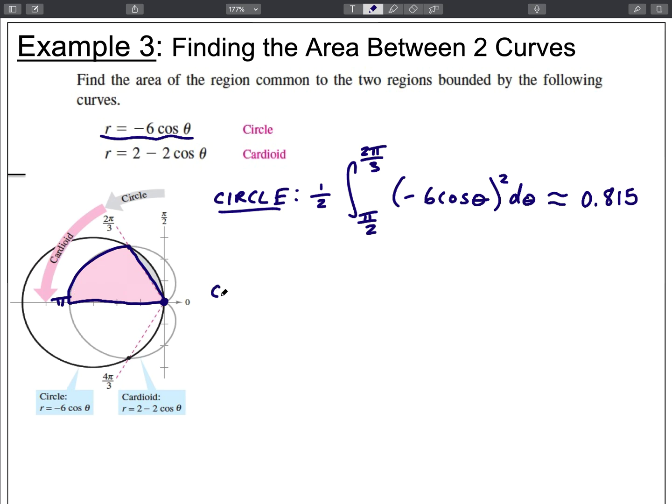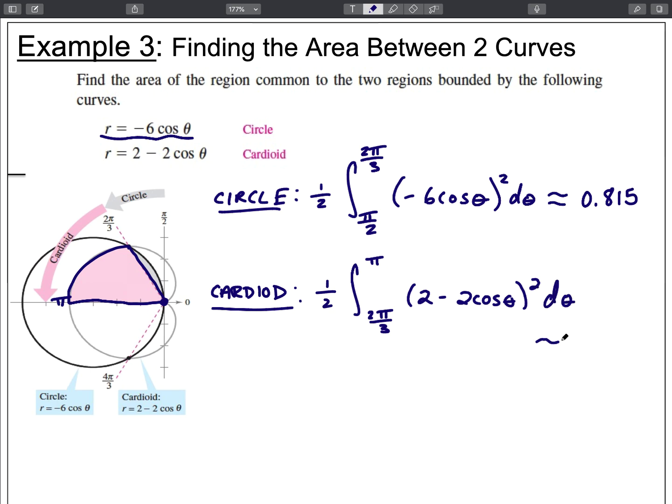So in this case, we could write it out. Let's do it for the cardioid. We have a half. We're going to start the integral at 2 pi over 3. We're going to stop it at pi. And then we know the function itself is 2 minus 2 cosine of theta, quantity squared, d theta. You can take it into your calculator, or if you trust me, this is 7.039.